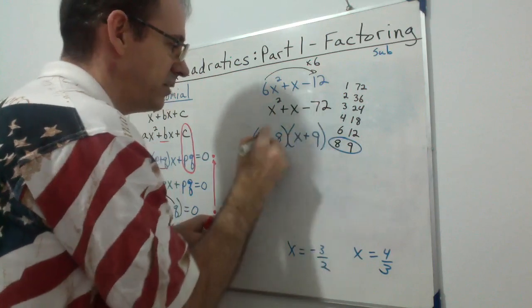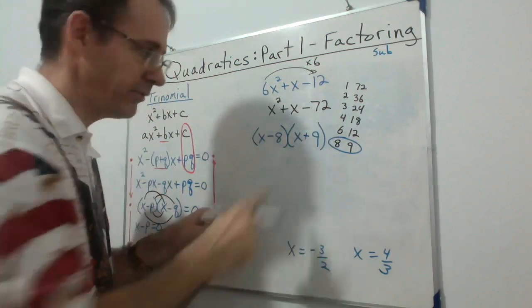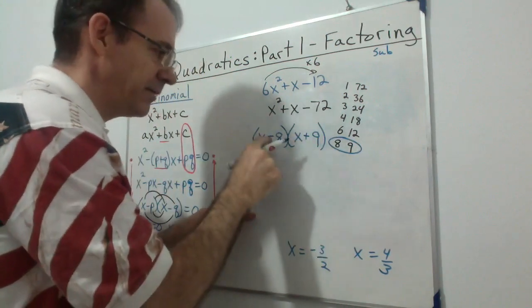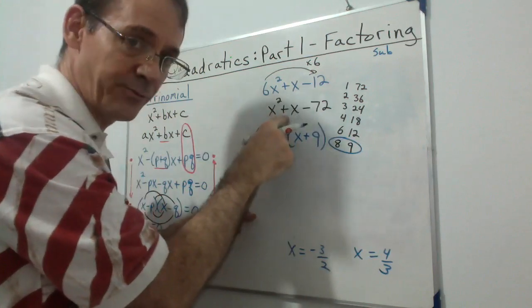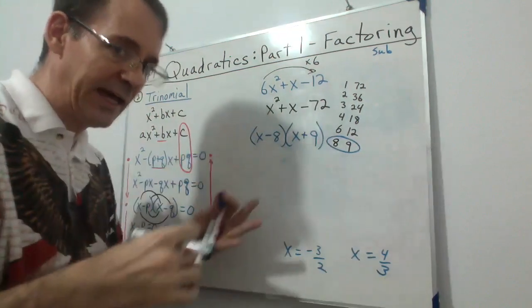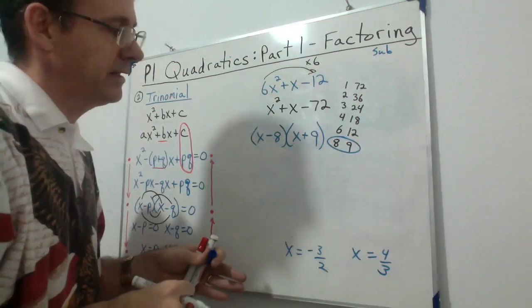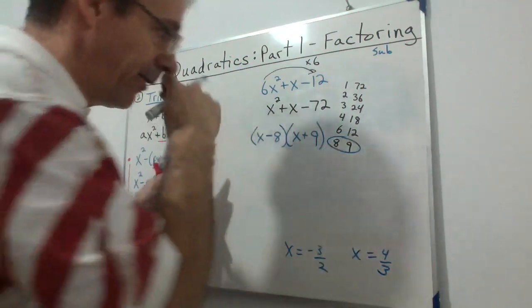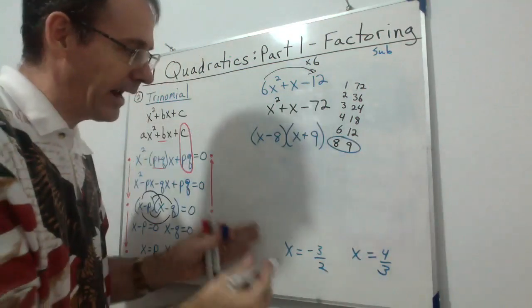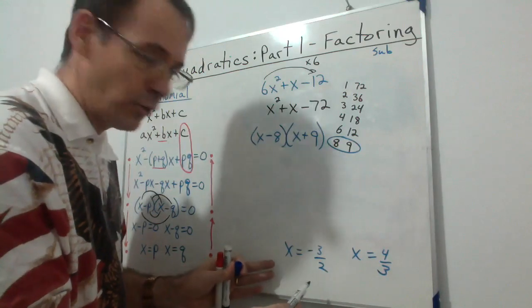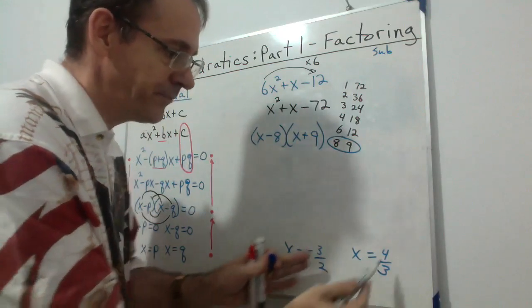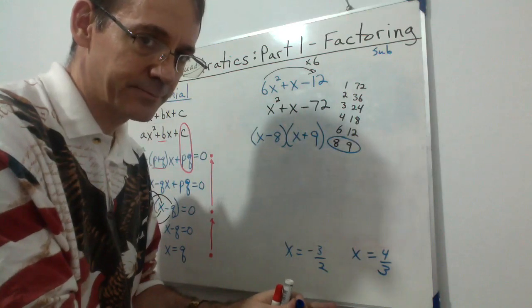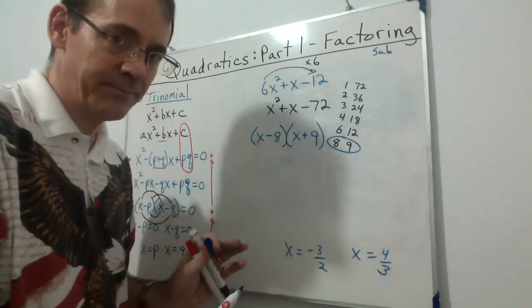So this one needs to be positive, that one negative. We need to do a positive 9 minus 8 to get a positive 1. So make sure you have your signs correct before you move on. Now, if you remember, our answer was -3/2 and 4/3, not 8 and 9.